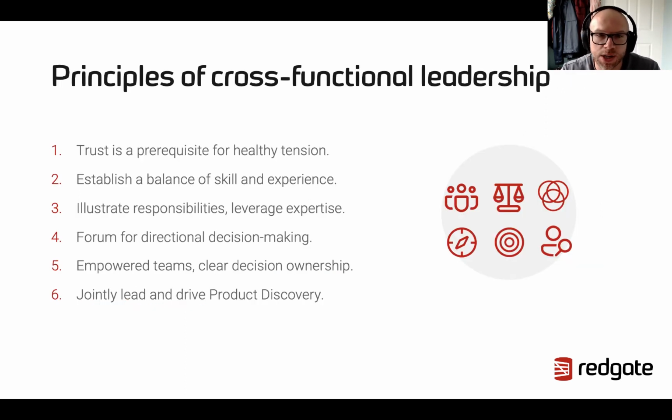Digging deeper, I'll share what I believe to be the 6 key principles for healthy cross-functional leadership. Trust is a prerequisite for healthy tension, establish a balance of skills and experience, illustrate responsibilities and leverage expertise, provide a forum for directional decision making, empower teams with clear decision ownership, and jointly lead and drive product discovery.